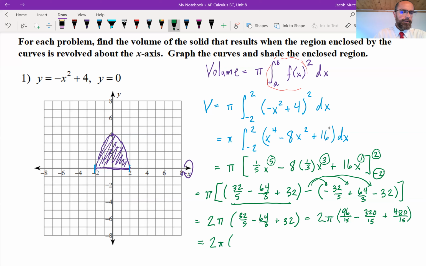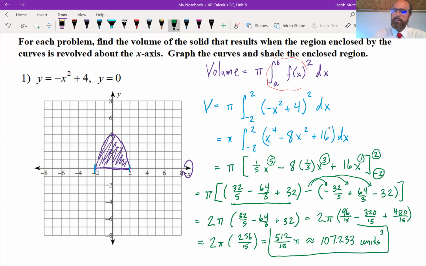the fraction, let's see here, 256 over 15. And then multiplying through my 2 pi, I'm going to get double 256, so that's 512 over 15 pi. And that's an exact answer. If we were to multiply that out and get an approximate decimal, we'd have 107.233 units cubed, cubic units. So I'll box both the exact answer and the decimal approximation there.